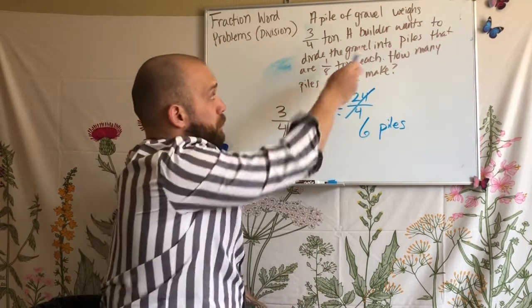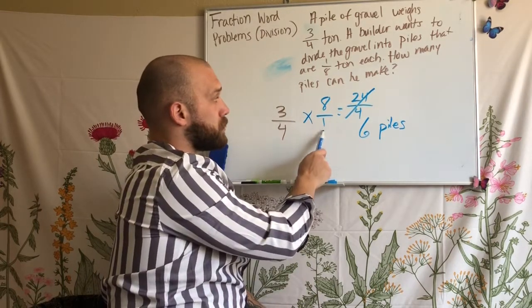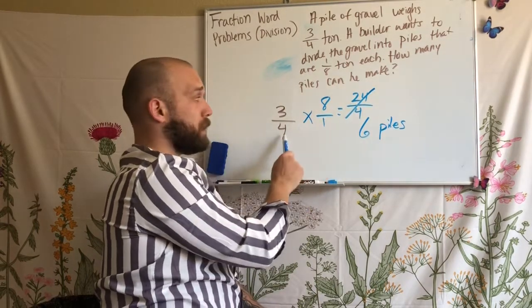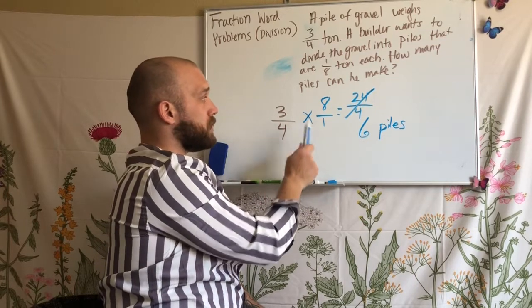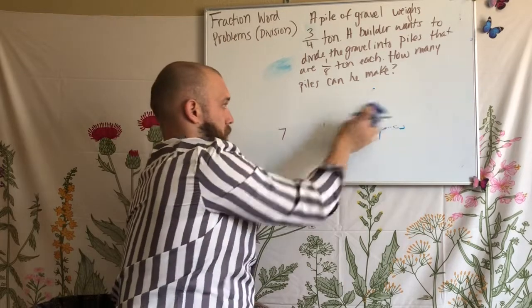So remember, when you have 2 fractions next to each other and you're dividing, you only need to swap this one for its reciprocal. Not both, just this one. Because otherwise it'd be the same equation if you just swapped everything. All right.